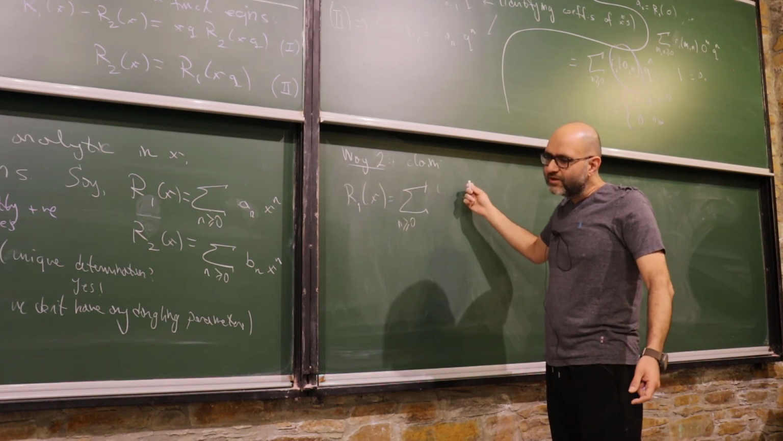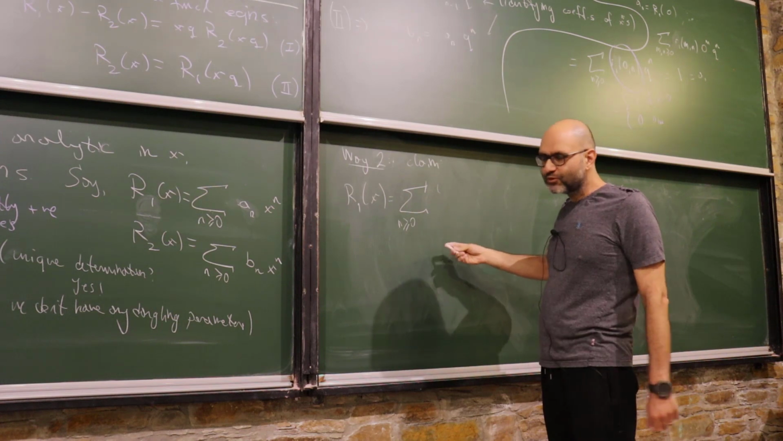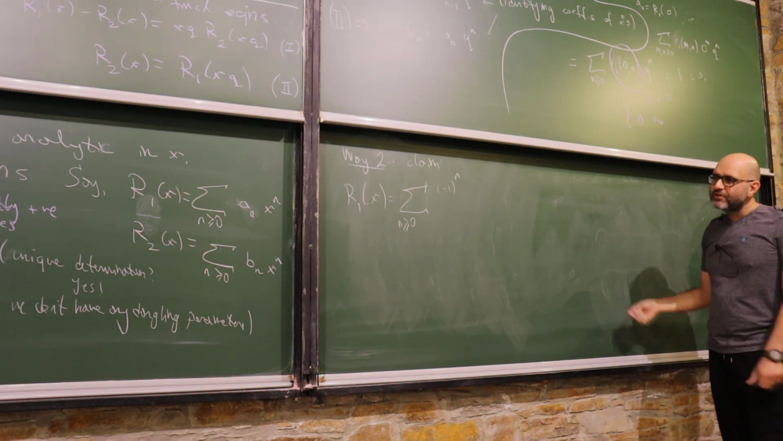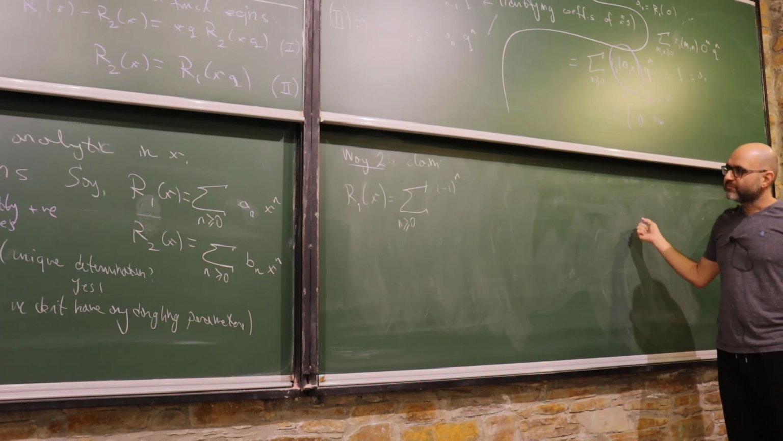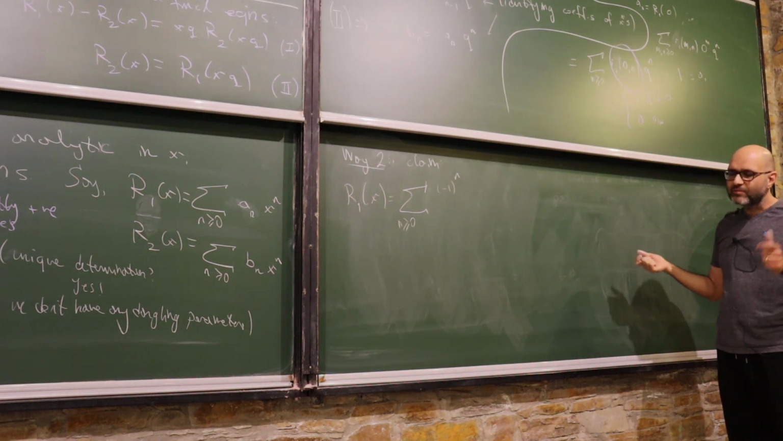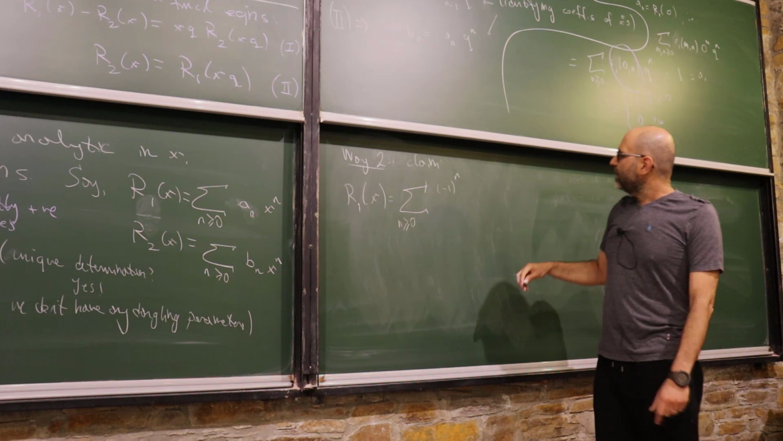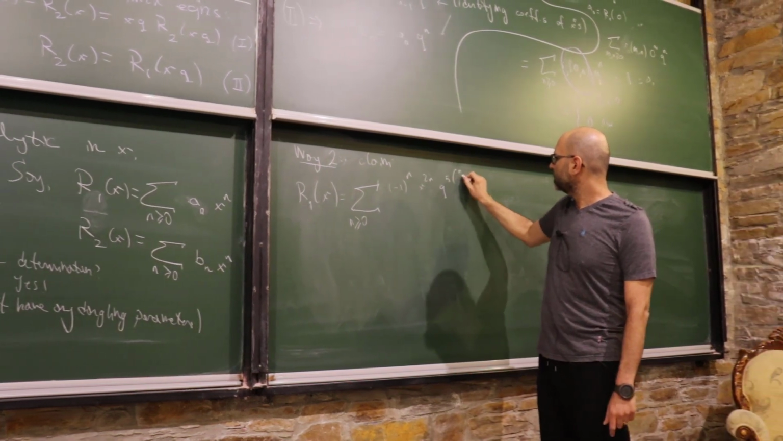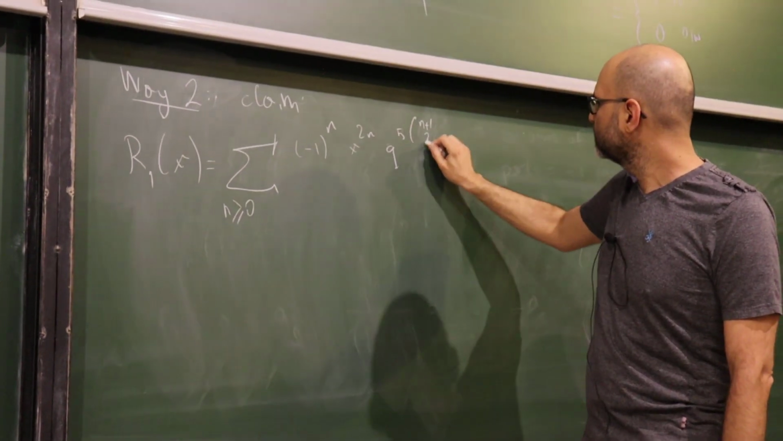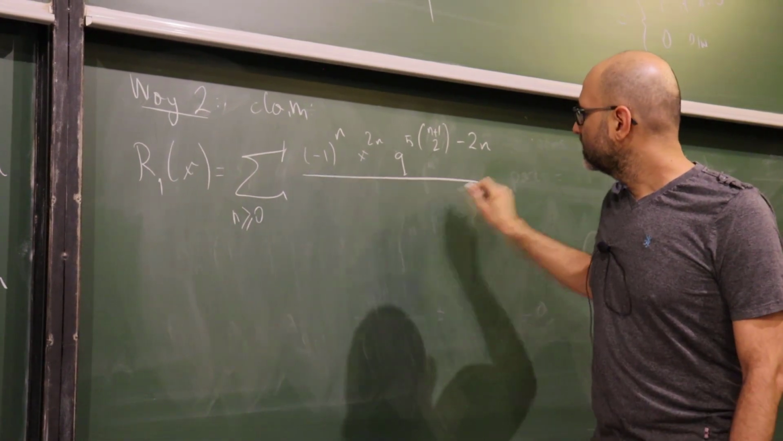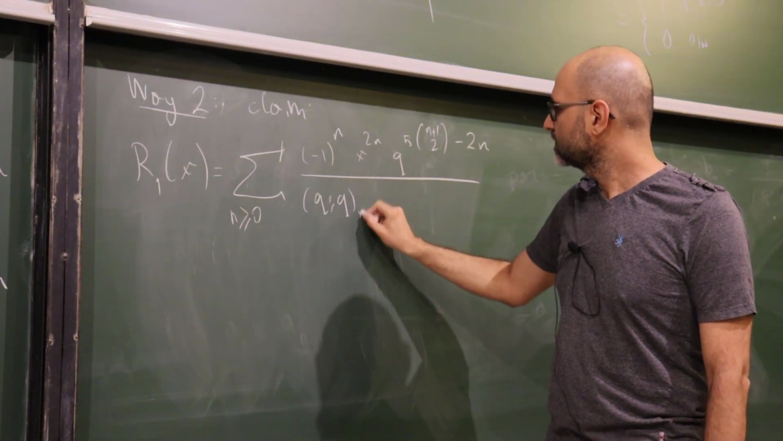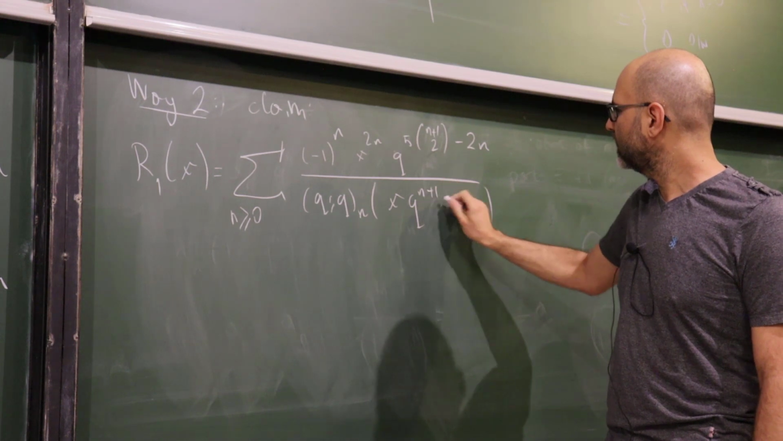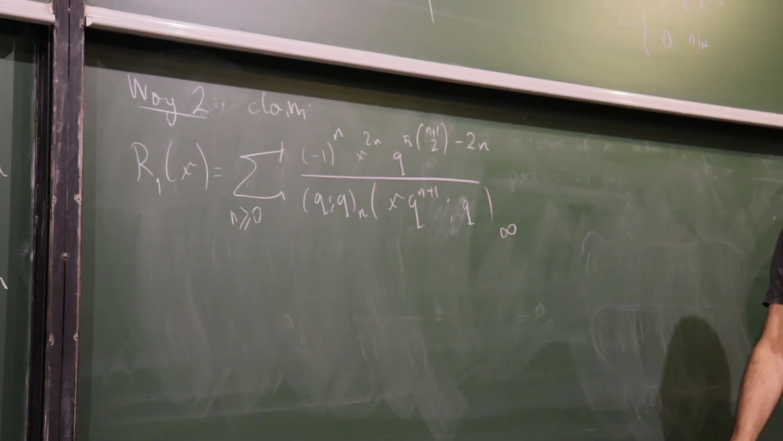In fact, the richness of any theory comes from roots of unity, I would say. Evidently positive series have their own merit, but the theory is much richer with alternating sums or any place you see a root of unity. Anyway, (-1)^n x^{2n} q^{5 times (n+1 choose 2) minus 2n}, divided by (q)_n (xq^{n+1})_infinity. This is the first series.